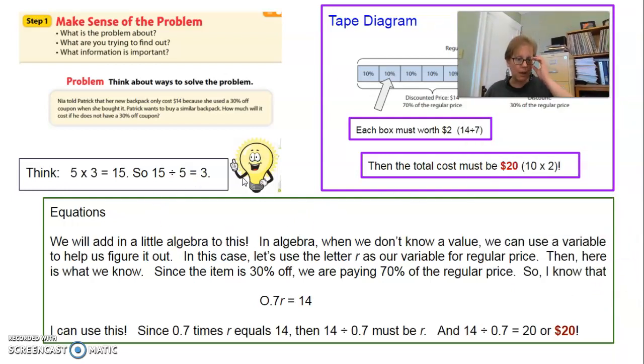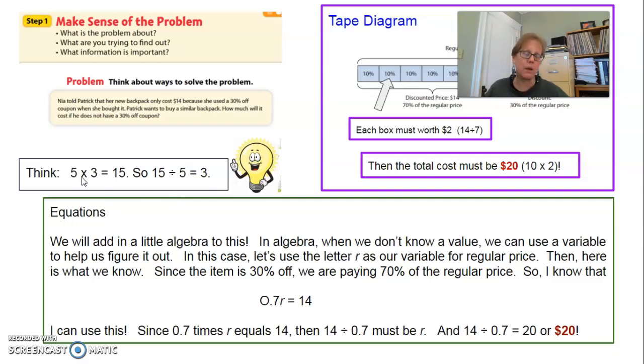One thing I want you to think about here is how multiplication and division are related. So see this light bulb guy here? Think about this for a second. If 5 times 3 is 15, that means 15 divided by 5 is 3. I don't know if you remember doing related facts when you were in elementary school, but we're going to use this now in a more sophisticated way.